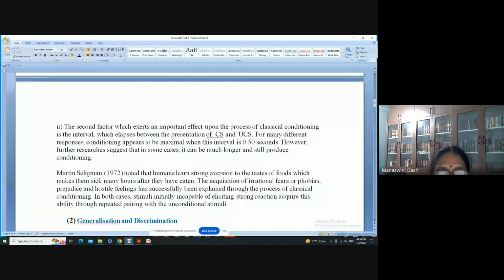So the acquisition of irrational fears or phobias, prejudices, and hostile feelings have successfully been explained through the process of classical conditioning. In both cases, stimuli initially incapable of eliciting strong reaction acquire this ability through repeated pairings with the unconditioned stimuli.